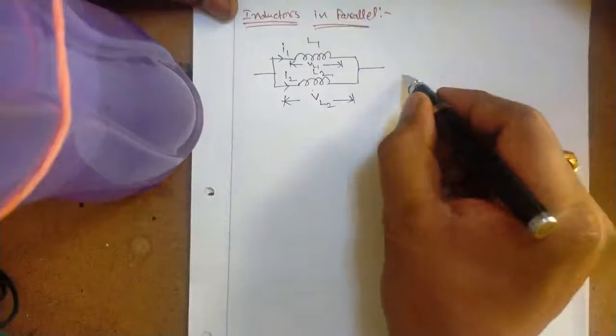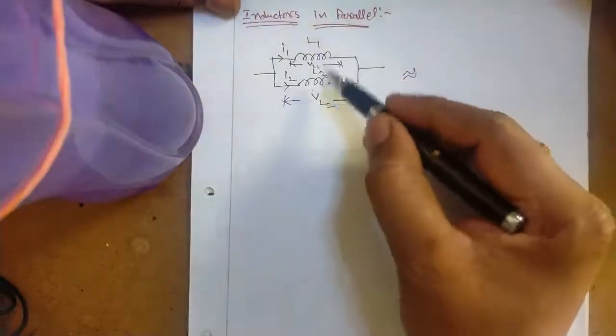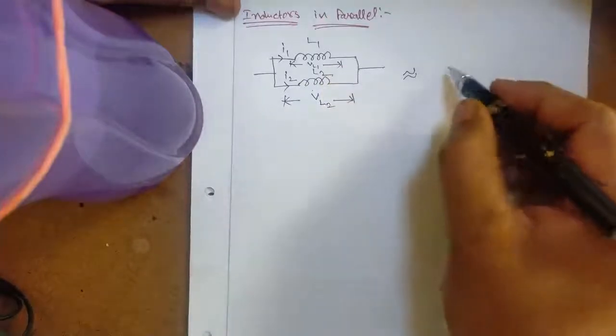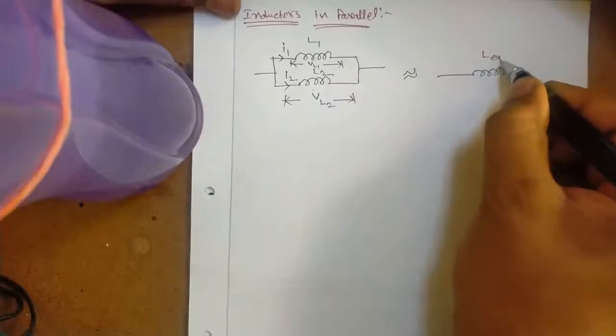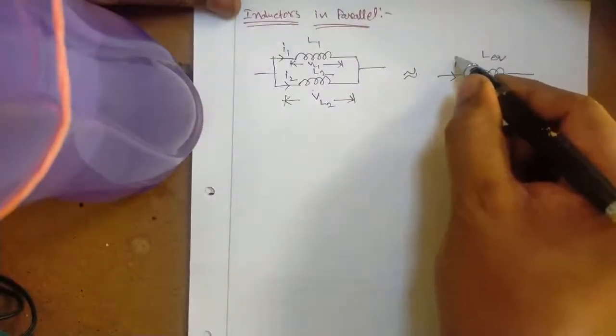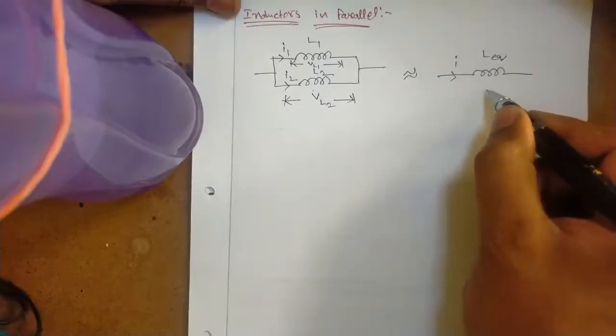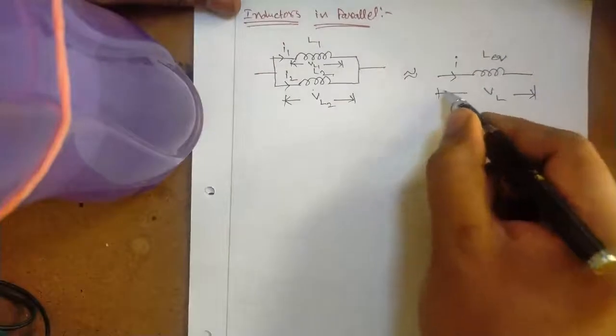Next, the equivalent of this circuit, that is two inductors connected in parallel, is replaced with a single equivalent inductor, that is L equivalent. The current passing through this is I and the voltage across this equivalent inductance is VL.